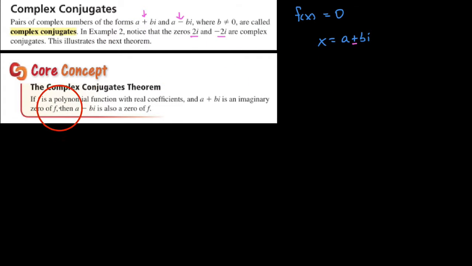So essentially what this theorem says is if f is a polynomial function and you have real coefficients, then if a plus bi is one of your imaginary roots or zeros, then a minus bi has to be the other zero. So this comes into play when we want to do something like we have listed here for 5 and 6. It says write a polynomial f of least degree that has rational coefficients and a leading coefficient of 1, but also the given zeros.